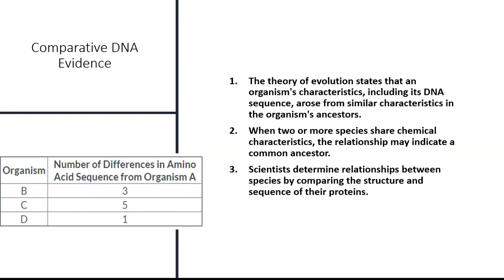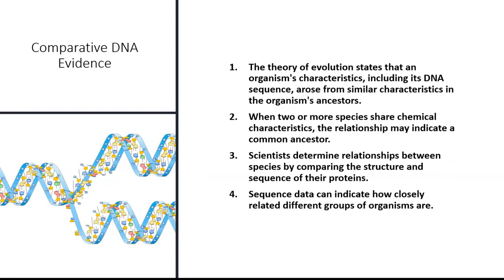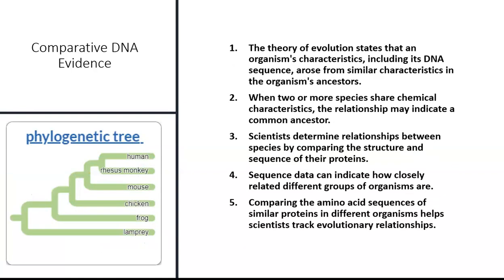Scientists determine relationships between species by comparing the structure and sequence of their proteins. Sequence data can indicate how closely related different groups of organisms are. Comparing the amino acid sequence of similar proteins in different organisms helps scientists track evolutionary relationships.